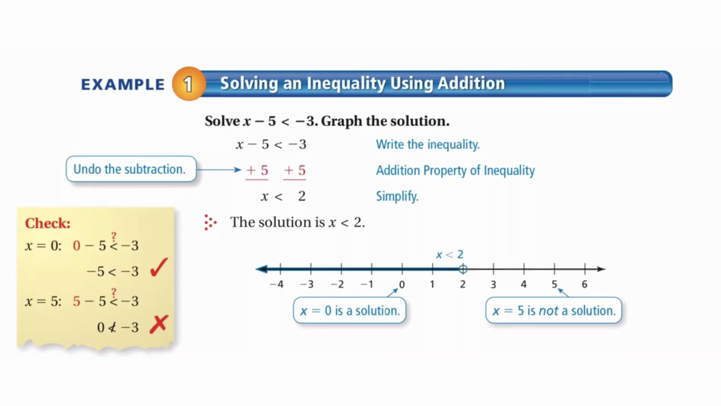Because it's less than and not less than or equal to, we put an open dot. And if you look at that less than symbol, it looks like an arrowhead pointing to the left. So we draw our arrow to the left.